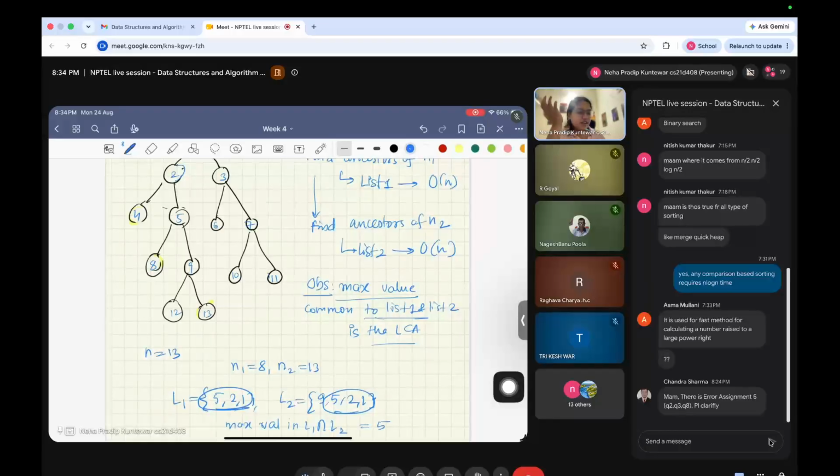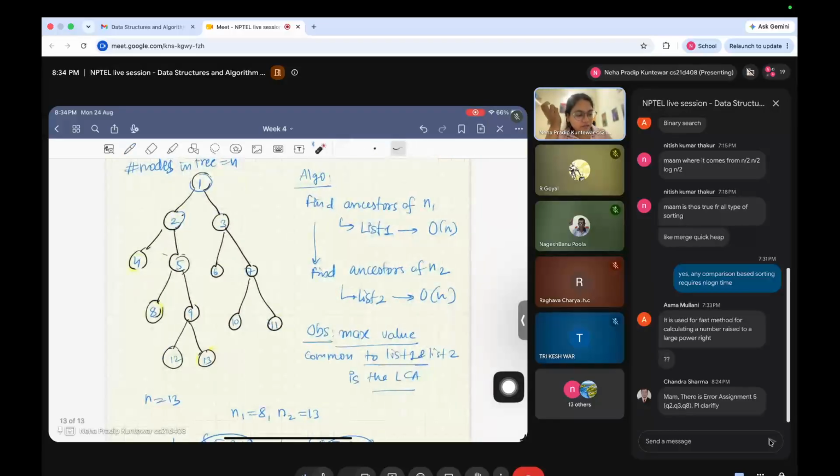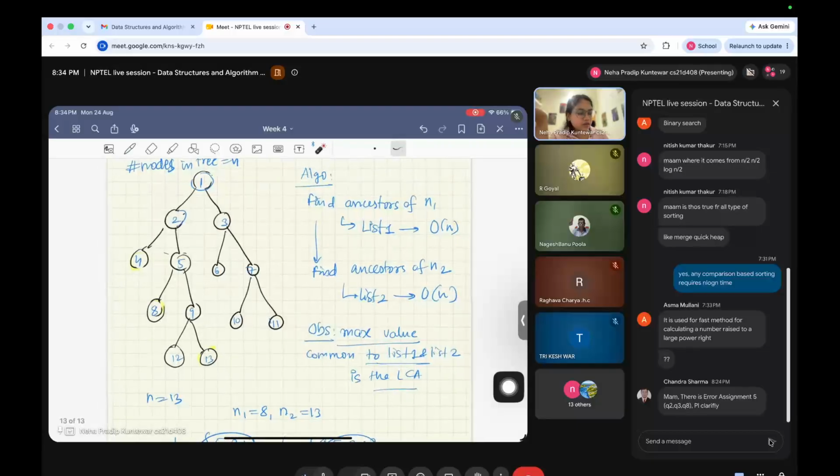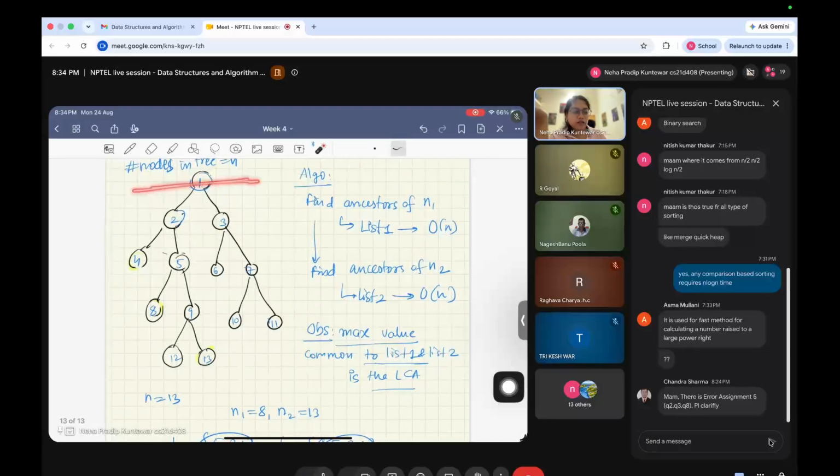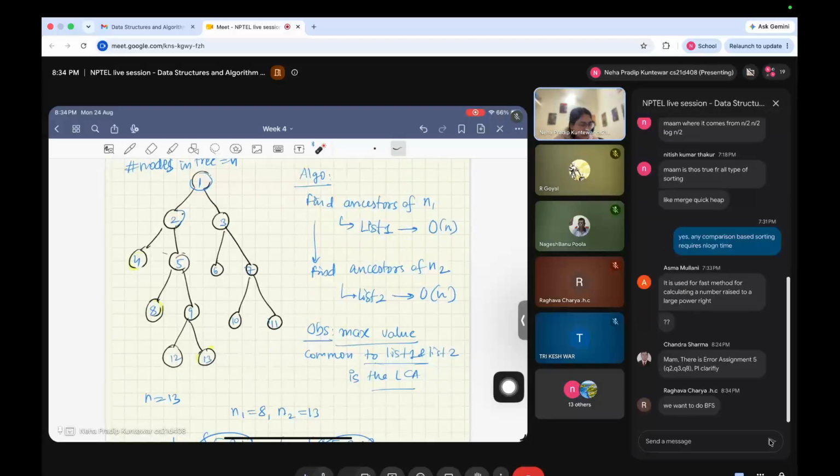Okay, why is that happening? Because of the way we numbered it: the nodes at the top level have a smaller value, and the nodes at the bottom level have larger and larger values. That is what is happening. So the least common ancestor according to this numbering will always have the larger value. Is this fine with everyone?